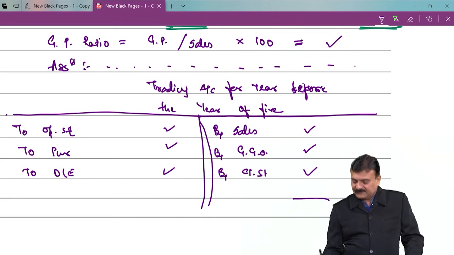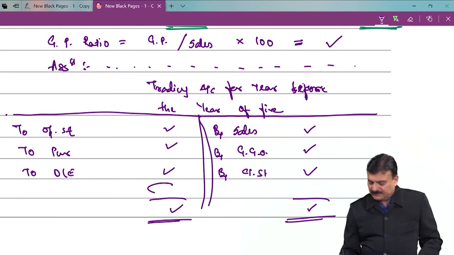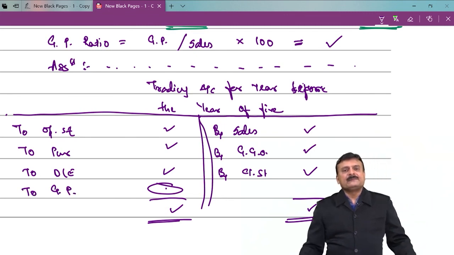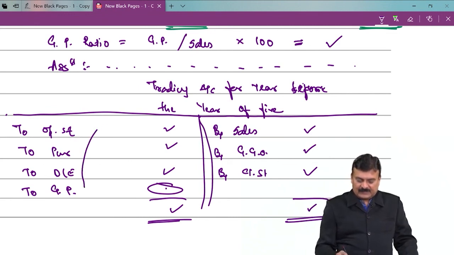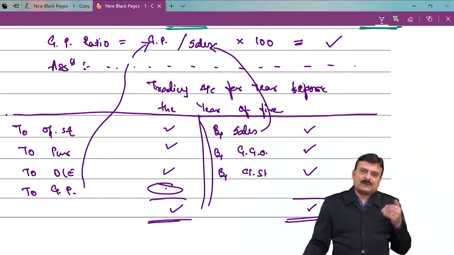When I make this total, the credit total will be heavier. I will find the difference. This difference is my gross profit of last year. And this gross profit of last year I will use at this place to find out GP, and this is the sales of last year. After that I will prepare a memorandum trading.